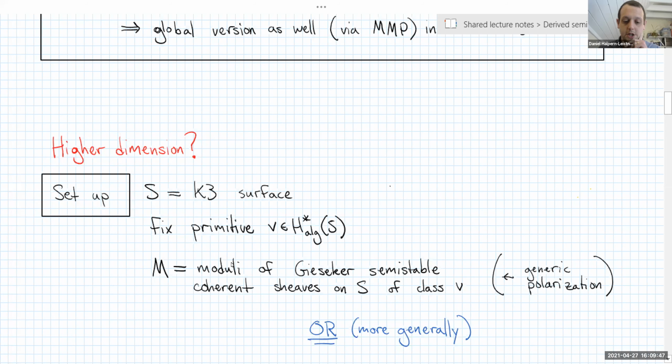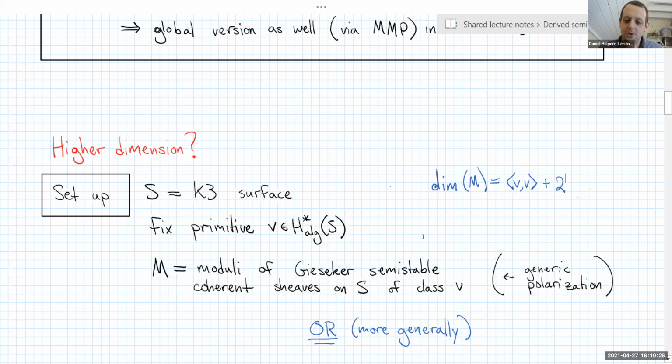You have a generic polarization and a primitive class, you get a projective hyperkähler manifold, and its dimension will be the Mukai pairing of V with itself minus 2, right? Isn't it minus 2? So this can be plus 2, yeah. Plus 2. Oh, sorry. Yes. Okay. Thank you.